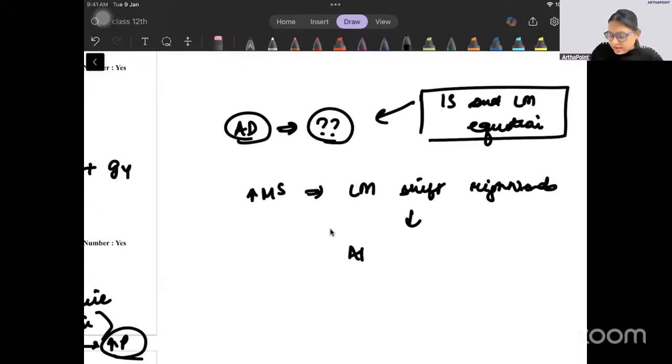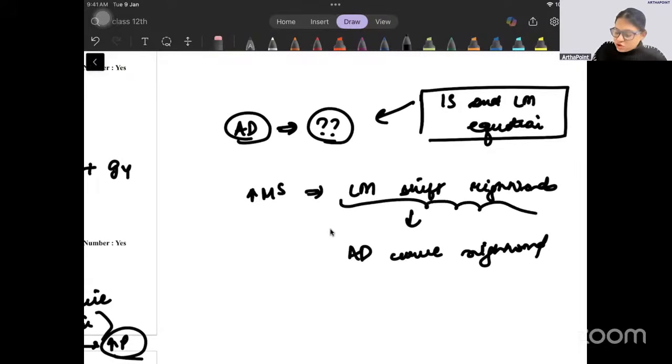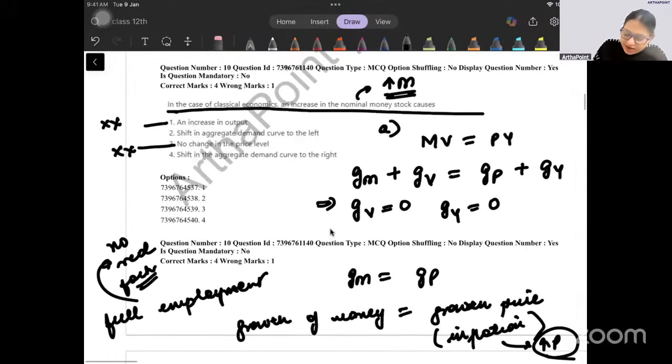And the AD curve will also shift rightwards. क्योंकि जब मनी ज्यादा होगा इकोनॉमी में, when there will be more money, it should go ahead and increase the demand of the commodities, right? So the LM curve will also shift rightwards and AD curve will also shift rightwards. So we can say that the aggregate demand increases and it shifts rightwards, right?